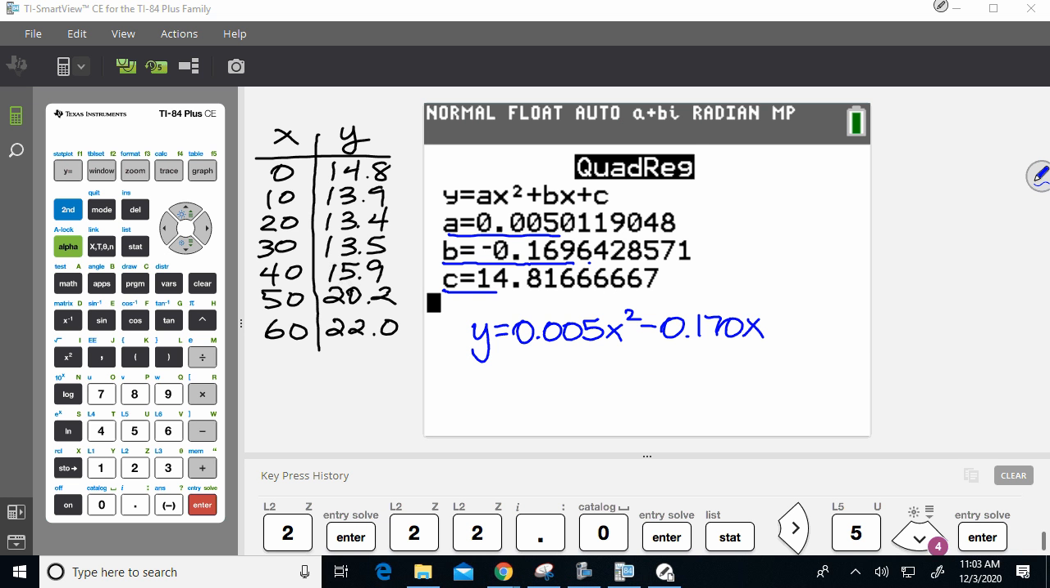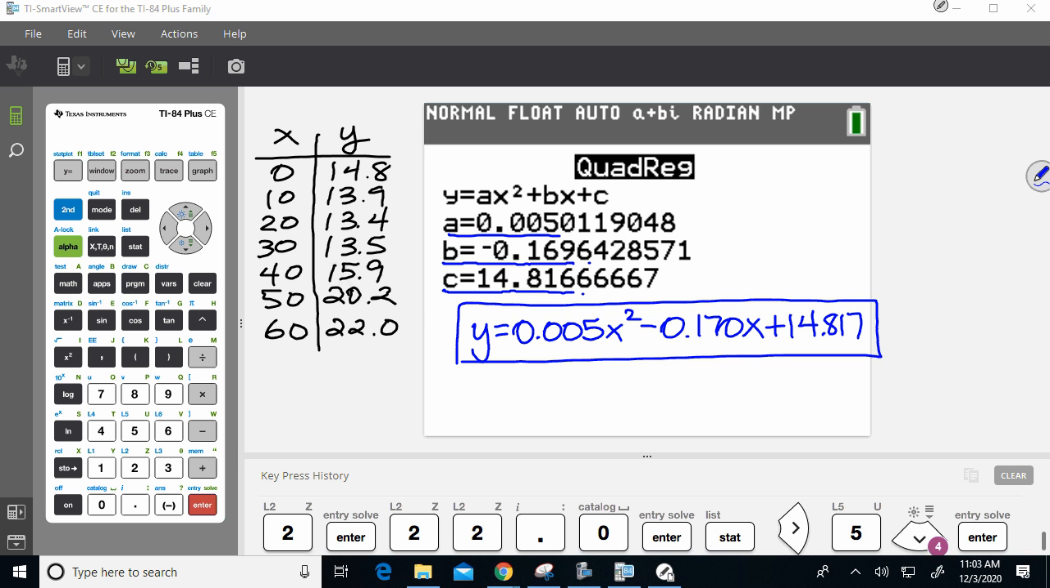So C, you have 14.816. You got a 6 sitting back there. 14.817. There's your equation. Any questions before we continue?